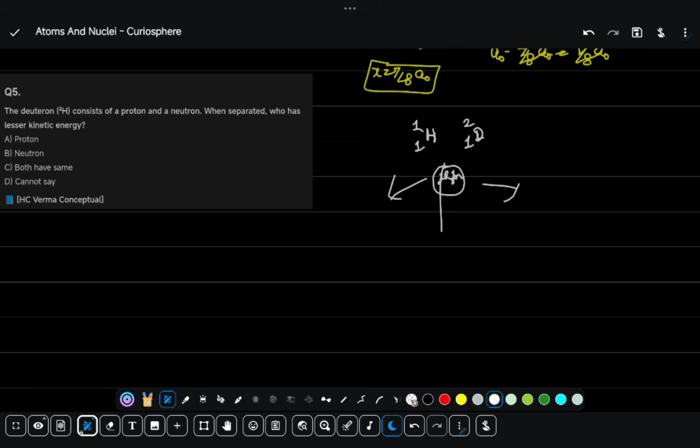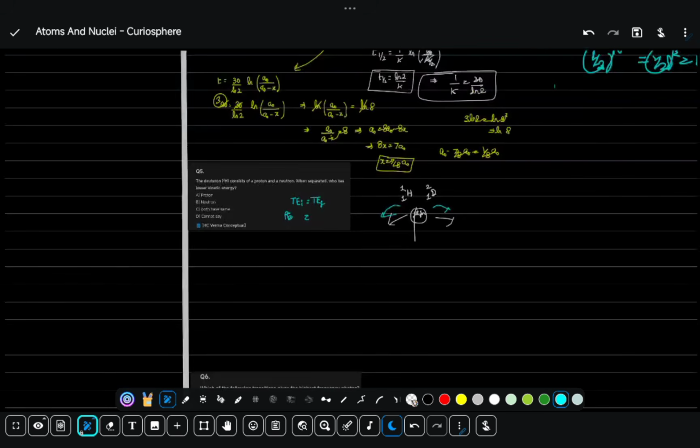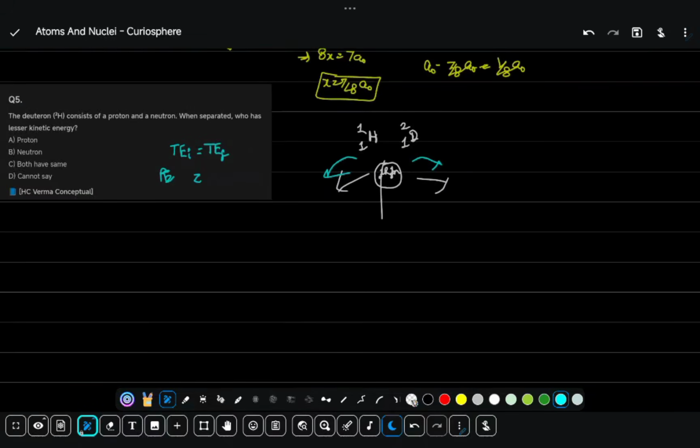The repulsive forces begin, for example. So one object, the proton, should go in one direction, the neutron in another direction. So this is clear. This is momentum conservation. Now energy conservation. The total energy initially is equal to total energy finally, right? The total energy initially is given by the potential energy between the neutron and proton. The potential energy in this case is nothing but the binding energy.